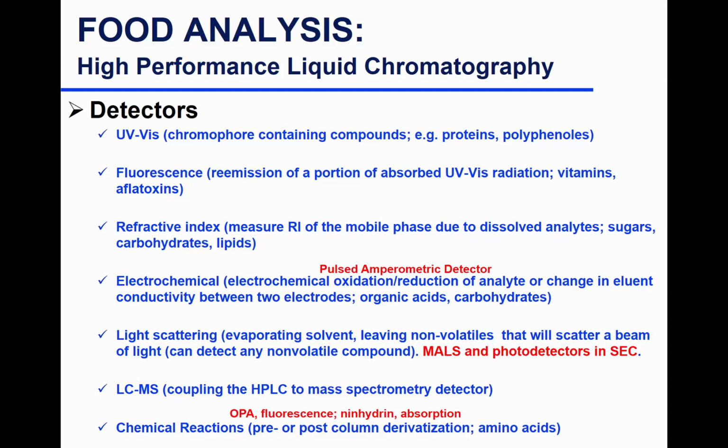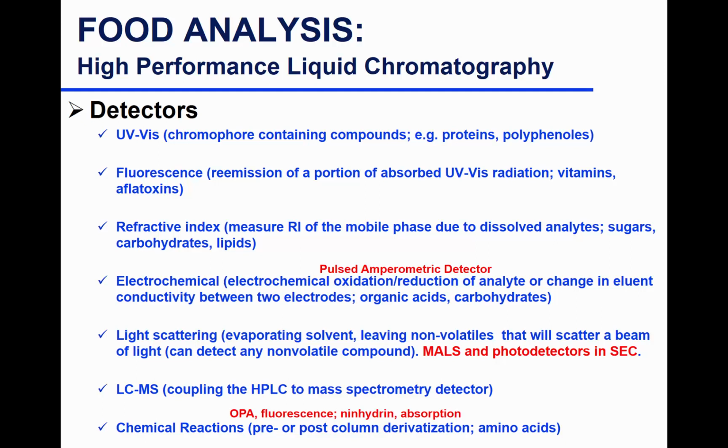MALS is a really advanced type of light scattering detector. It's a multi-angle light scattering detector, and it's commonly used with size exclusion chromatography. It has high sensitivity and high detection power. Another detector is the MS, which Curie was just talking about, which is also a very powerful tool. And next week we're going to start the MS lab coupled with HPLC.